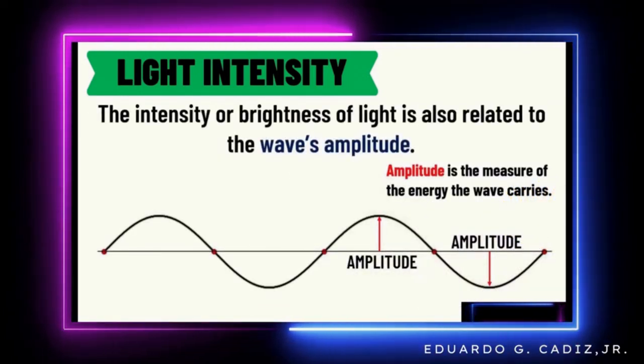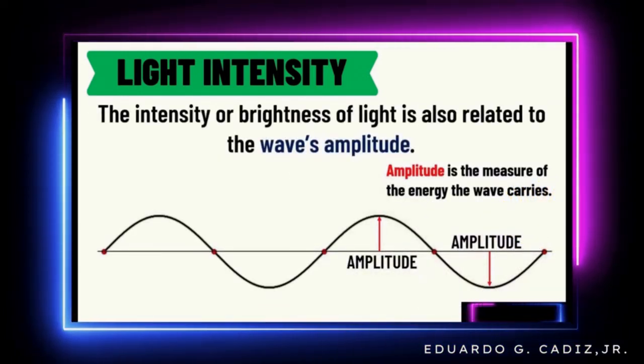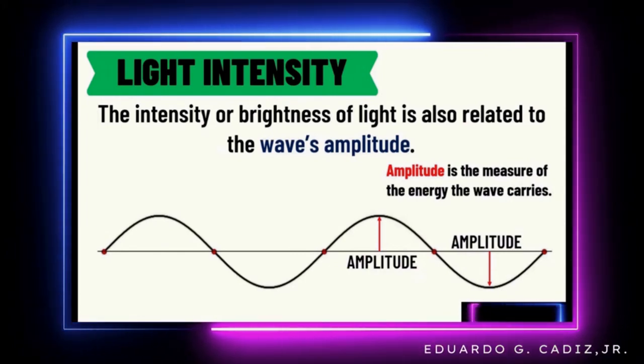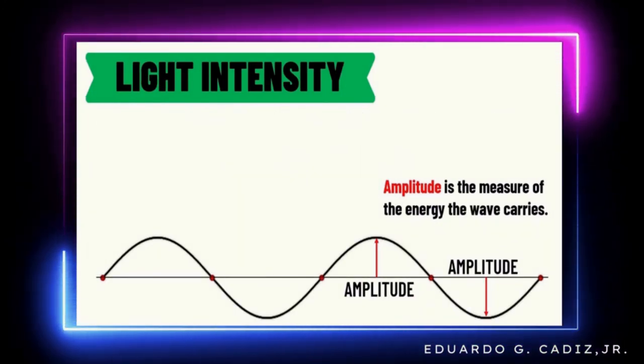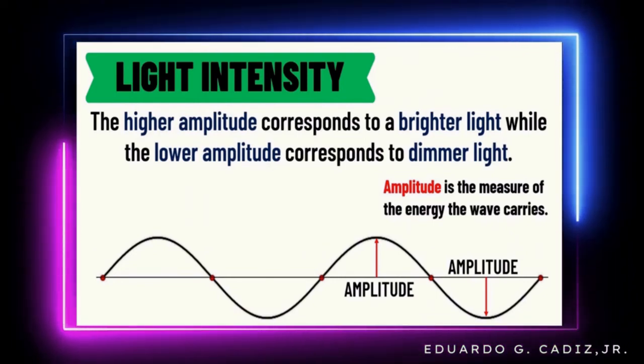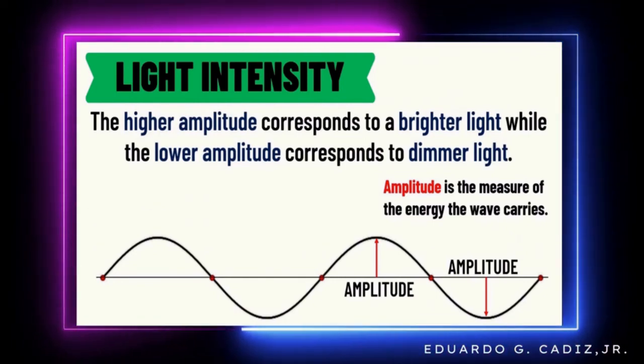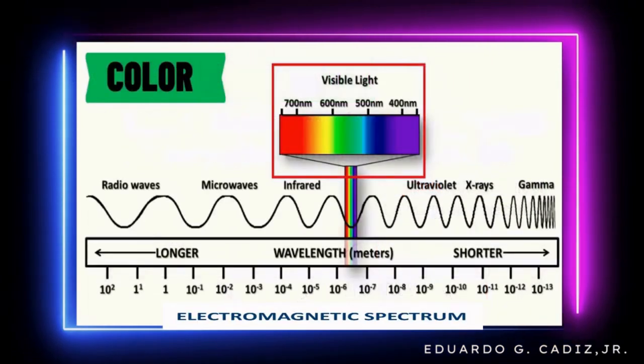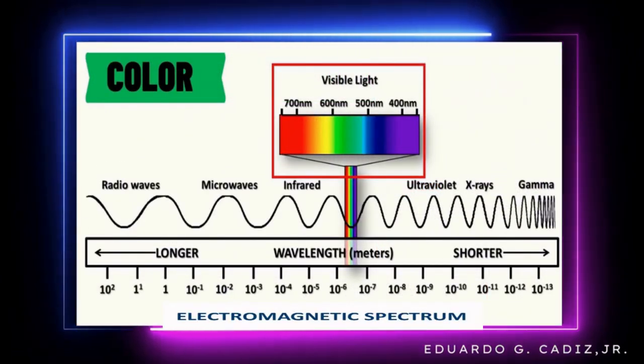The intensity or brightness of light is also related to the wave's amplitude. The higher amplitude corresponds to a brighter light, while the lower amplitude corresponds to a dimmer light. The next characteristic of light is color.